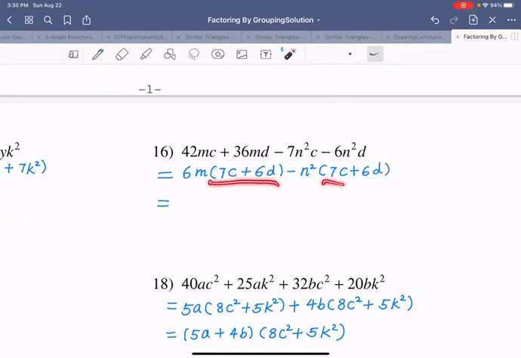Next, you have this common factor. Go ahead. Parentheses 6m minus n squared, times 7c plus 6d. There you go. Very good.